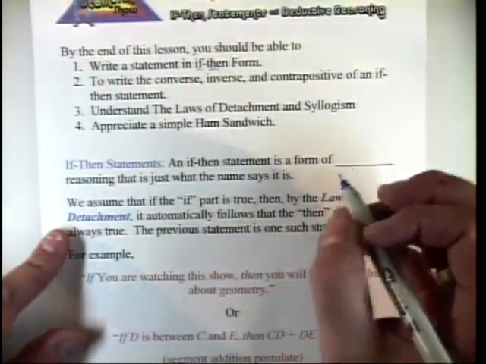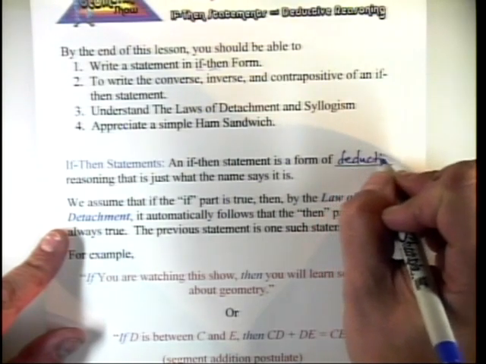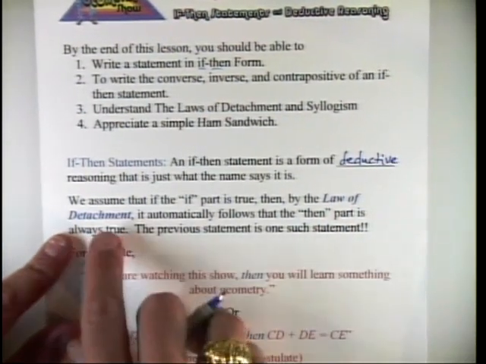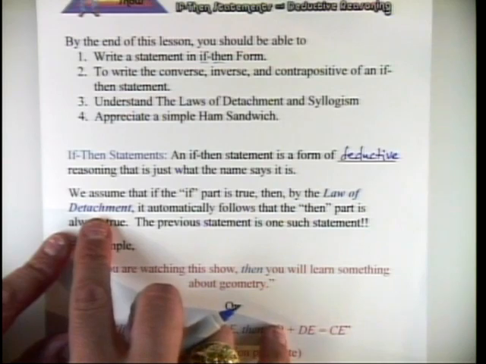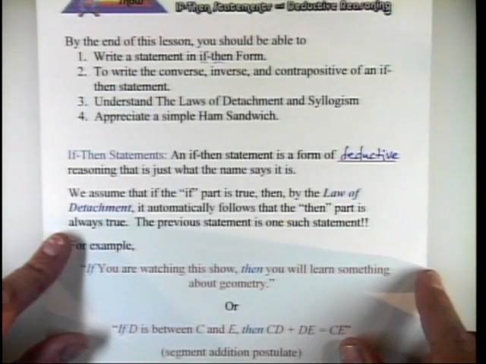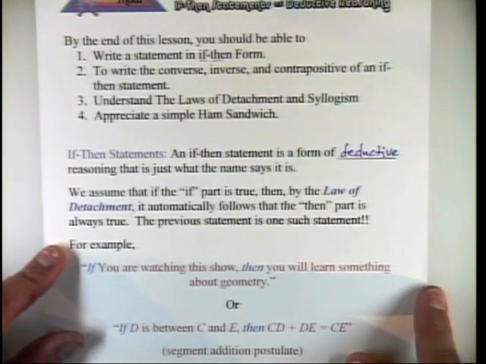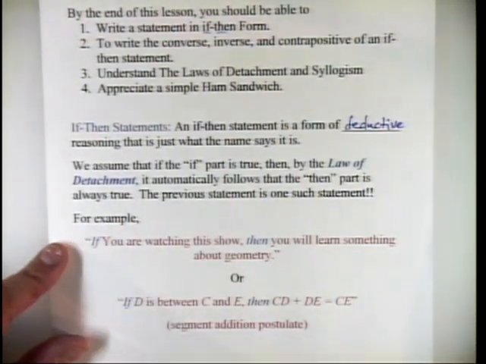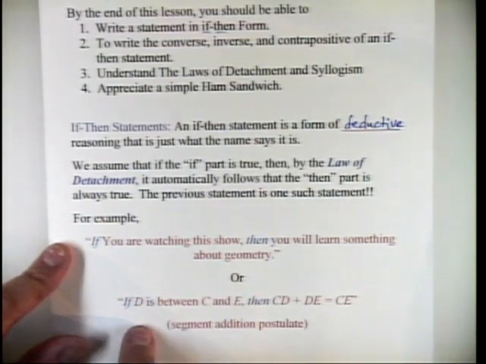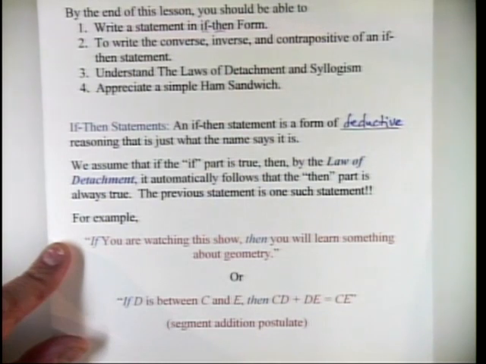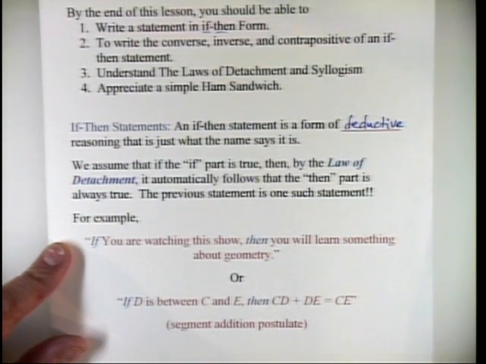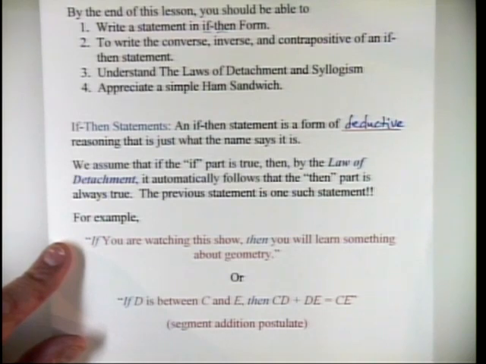All right, if-then statements. An if-then statement is a form of deductive reasoning. That is just what the name says. We assume that if the if part is true, then by what we call the law of detachment, it automatically follows that the then part is always true. The previous statement that I just read is one such statement. Here's another one. For example, if you are watching this show, then you will learn something about geometry. The law of detachment basically says that if this is a true statement, and if we are in fact watching the show, then you will learn something about geometry. It's a conclusion that we can make. It's called deductive reasoning, and it's basically going from the general to the very specific.